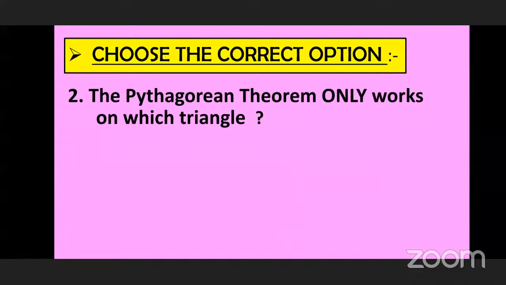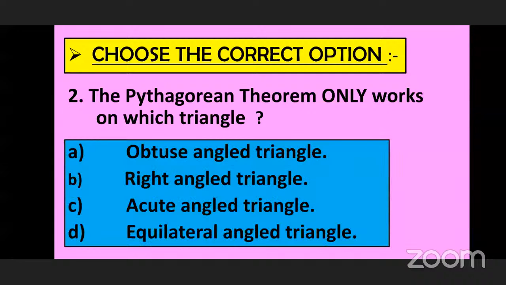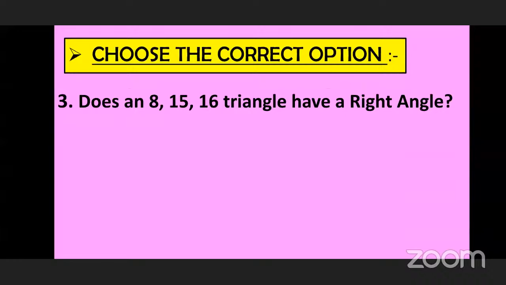See the second question. The Pythagorean theorem only works on which triangle? Right angle triangle. Yes, excellent. The answer is correct. It is a right angle triangle. Third question. Does an 8, 15, 16 triangle have a right angle?